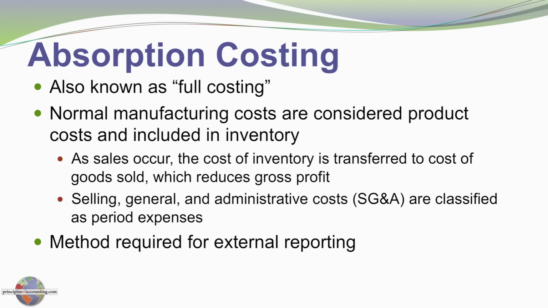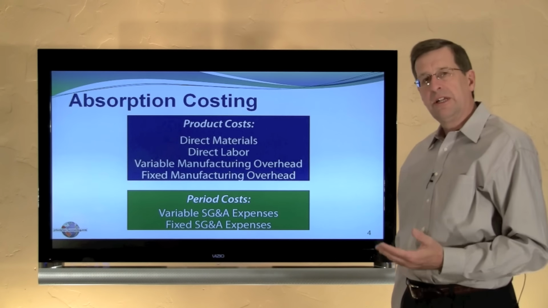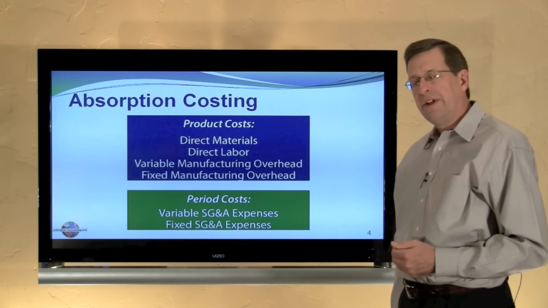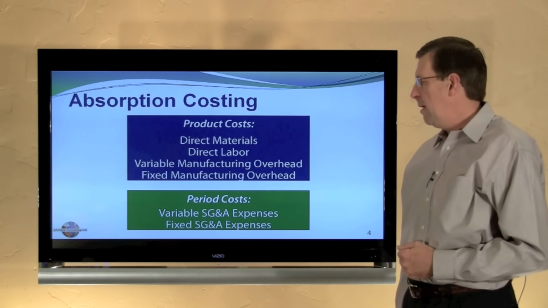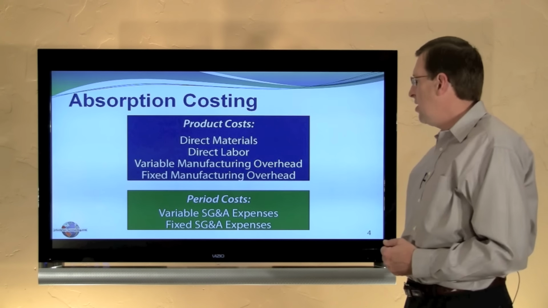Now, absorption costing is required under generally accepted accounting principles. And let's review this graphic. Here I'm showing that the product costs include those four key components: material, labor, variable and fixed manufacturing overhead, and the period costs are the variable SG&A as well as fixed SG&A costs.